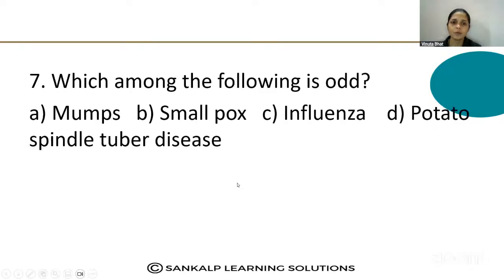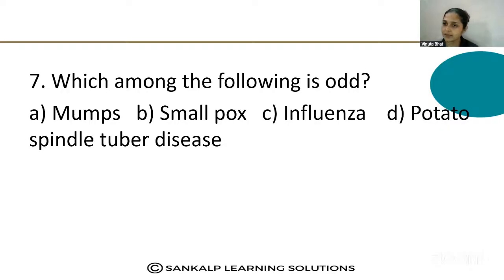Next one. Which among the following is odd? Mumps, smallpox, influenza, potato spindle tuber disease. Yes, try to find out the answer. Please write the correct option in the chat box. Yes, option D. What is the reason why option D is the correct answer?